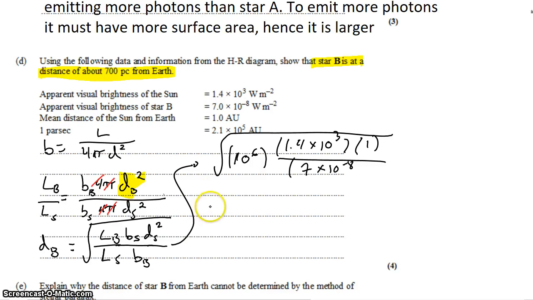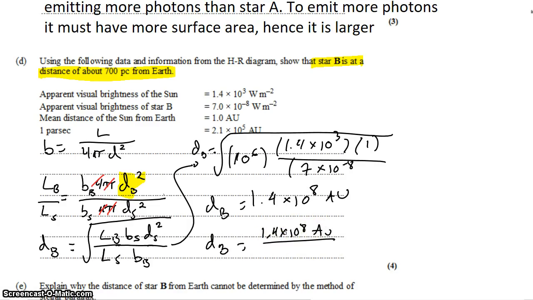And so finally we get the distance to star B as 1.4 times 10 to the 8th astronomical units. We wanted to show that it's about 700 parsecs, not 700 astronomical units, so we can simply divide by the relationship between astronomical units and parsecs. We'll divide by 2.1 times 10 to the 5th astronomical units per parsec. And that gives us 670 parsecs, which is about 700. Whew.